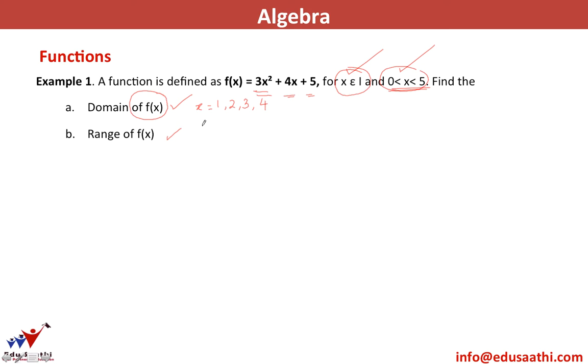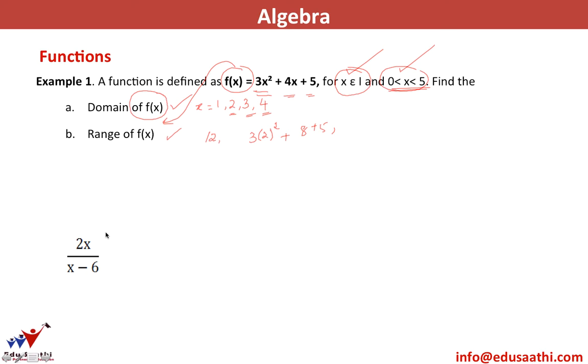The range of the function will be all the possible values of the function when I put in 1, 2, 3 and 4. So if I put in 1, I'll get some answer which will be 3 + 4 + 5, which is coming out to be 12. If I put 2, I'll get another answer which will be 3 into 2 squared, 4 into 2, that is 12 + 8 + 5. So I try to put in all the input variables and compute the value of f(x). Whatever are the possible values of f(x) which come out will be denoted as the range of this function. Let's look at another function.